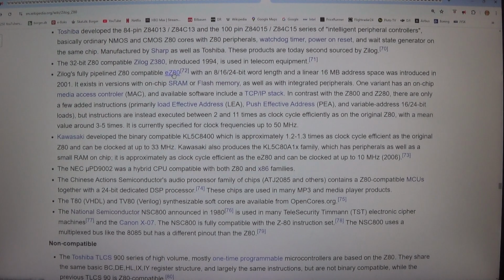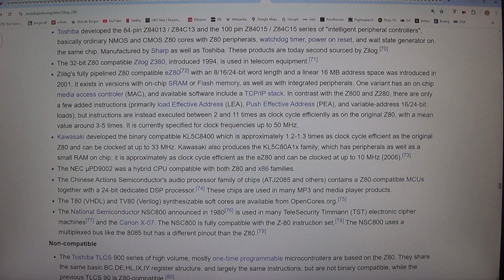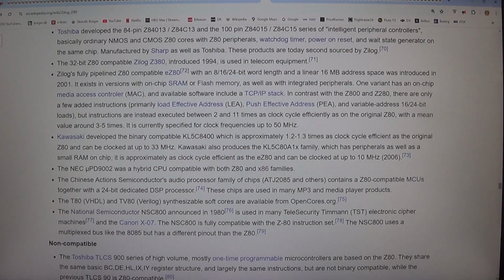4. Zilog's fully pipelined Z80 compatible eZ80 with an 8/16/24-bit word length and a linear 16 MB address space was introduced in 2001. It exists in versions with on-chip SRAM or flash memory, as well as with integrated peripherals. One variant has an on-chip media access controller, MAC, and available software includes a TCP/IP stack.